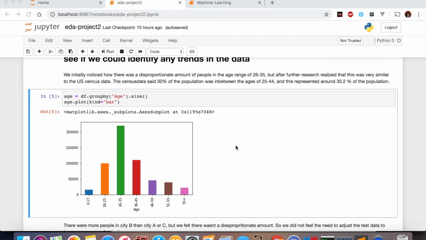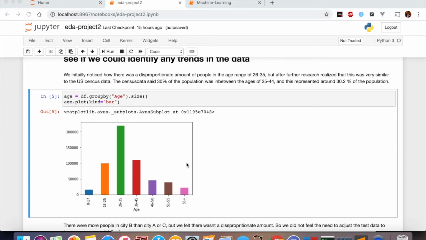The first thing we graphed was age. This was really interesting, as the age range of 26 to 35 had a disproportionate amount of people in it compared to all the other age ranges. We thought this might mess with our model, as we could get really good at predicting the purchase amount of people within the age range of 26 to 35, but might be less accurate with the other age ranges.